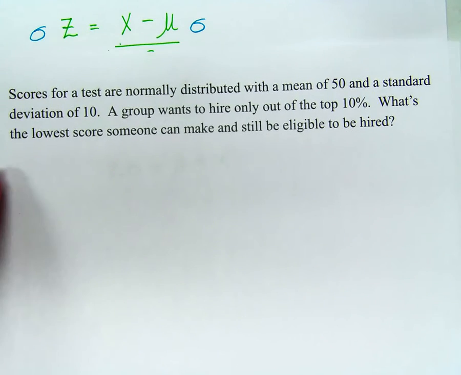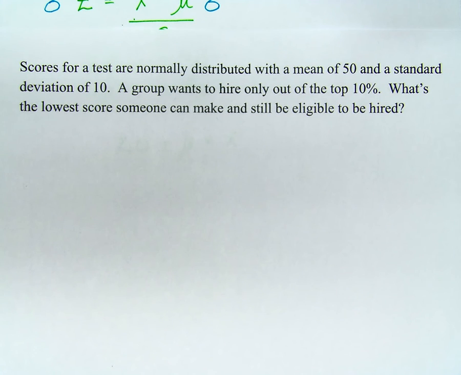Scores for a test are normally distributed with a mean of 50 and a standard deviation of 10. A group wants to hire only out of the top 10%. What's the lowest score that someone can make and still be eligible to be hired?